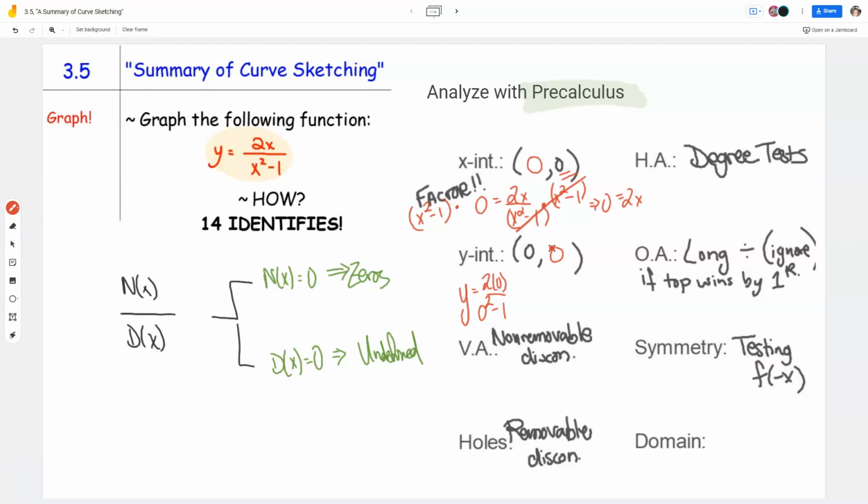Question, do we have any non-removable discontinuities? What does VA stand for? Vertical asymptotes. Where are we looking for those? Denominator. What are the zeros of the denominator? Plus or minus 1.